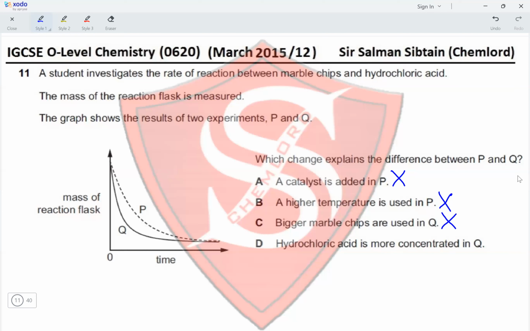Yes, if hydrochloric acid is more concentrated in Q, then more gas would be evolved in lesser time. So the mass would decrease to a greater extent in the same amount of time as compared to P. So option D is the correct option for this question.